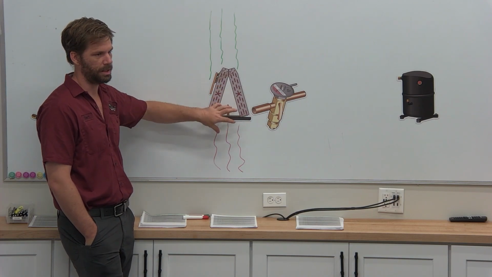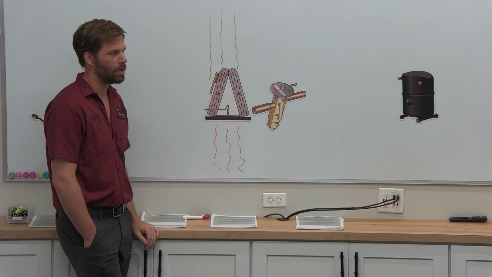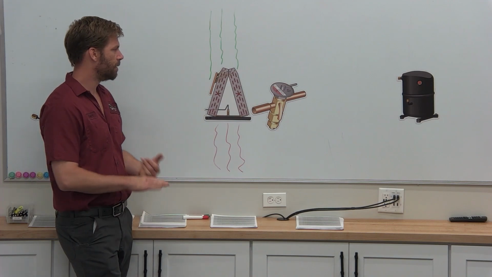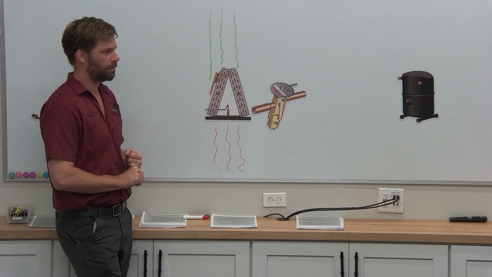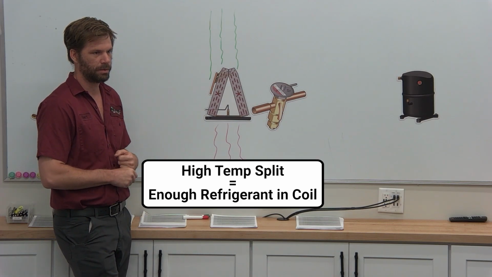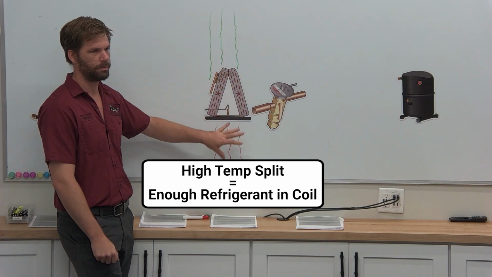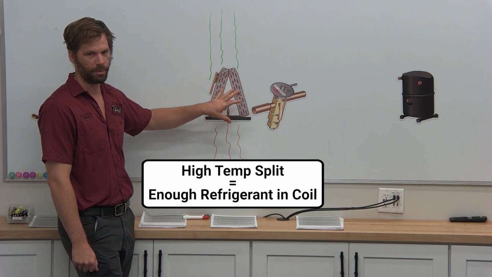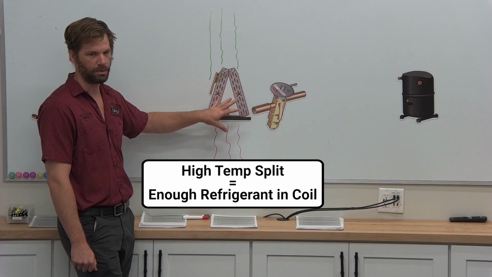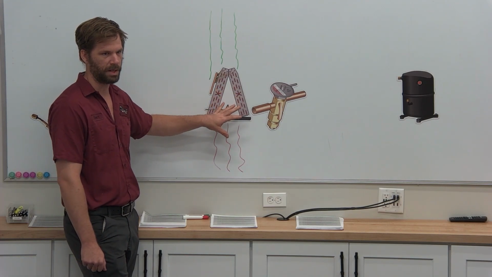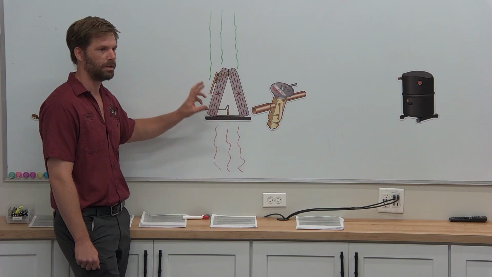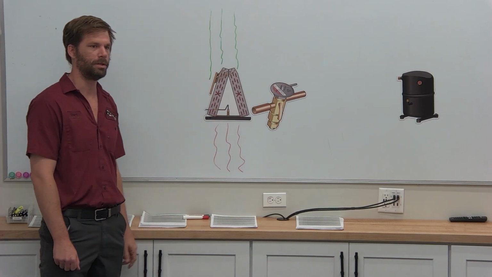What is the heat load on our coil? So if you don't remember anything from this class, I want you to remember that a high temperature split means that there's enough refrigerant in your coil. It's being fed the proper amount of refrigerant. We need to investigate airflow and forget everything else. Airflow is what we're going to look to.